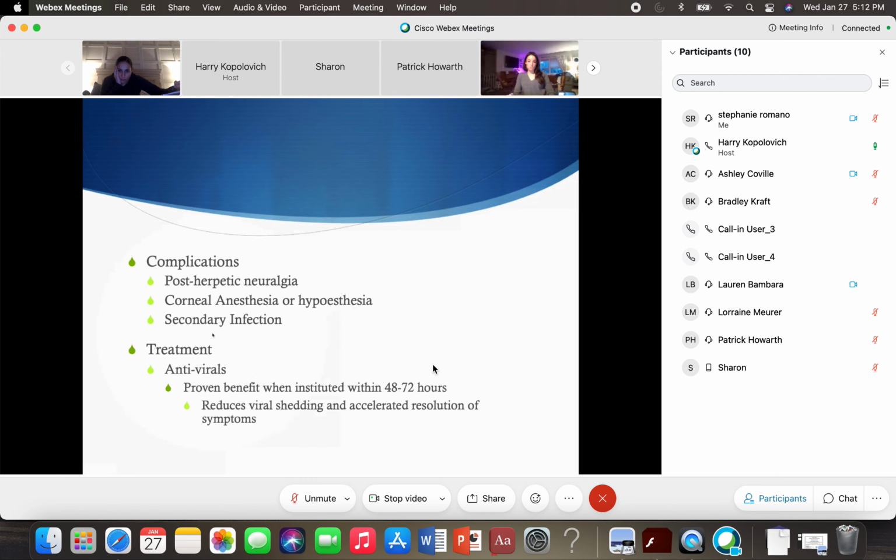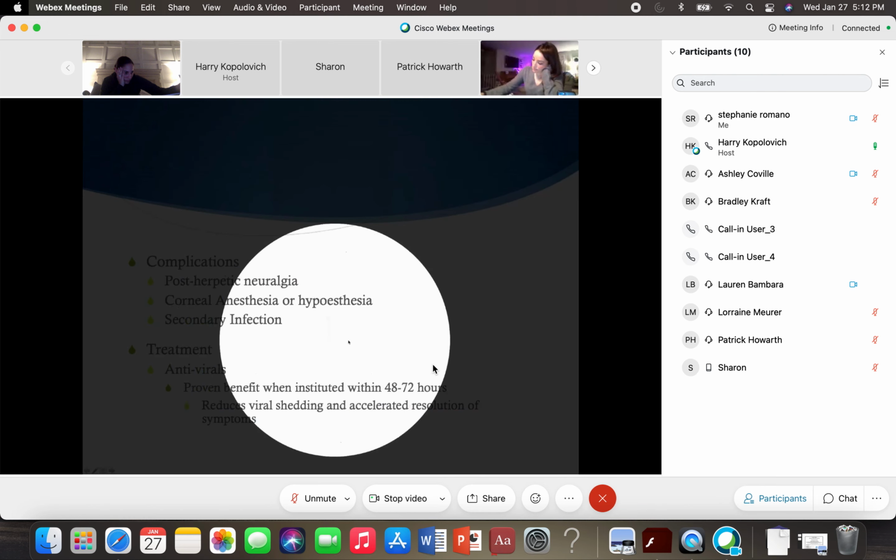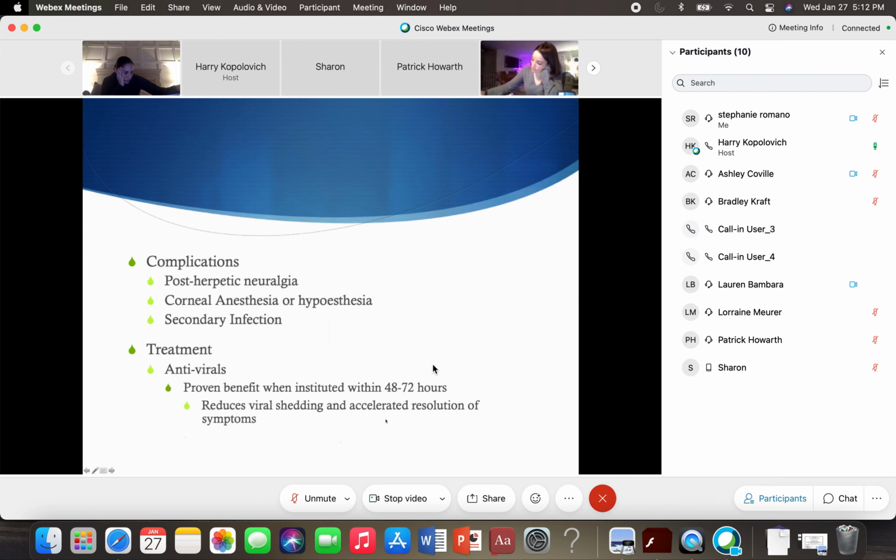The treatment, the only really beneficial proven treatment is antiviral. Specifically, we tend to give out valacyclovir instead of acyclovir just because of ease of dosing. And it's been shown to reduce the viral shedding and accelerate resolution of symptoms. But it's really only proven to be of benefit within 48 to 72 hours. That being said, if I see somebody with zoster, I tend to just put them on it.